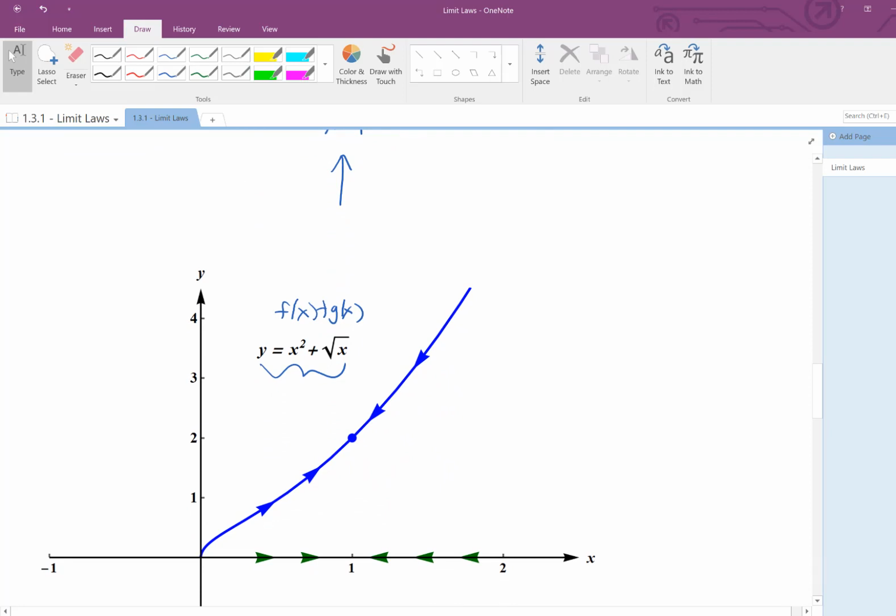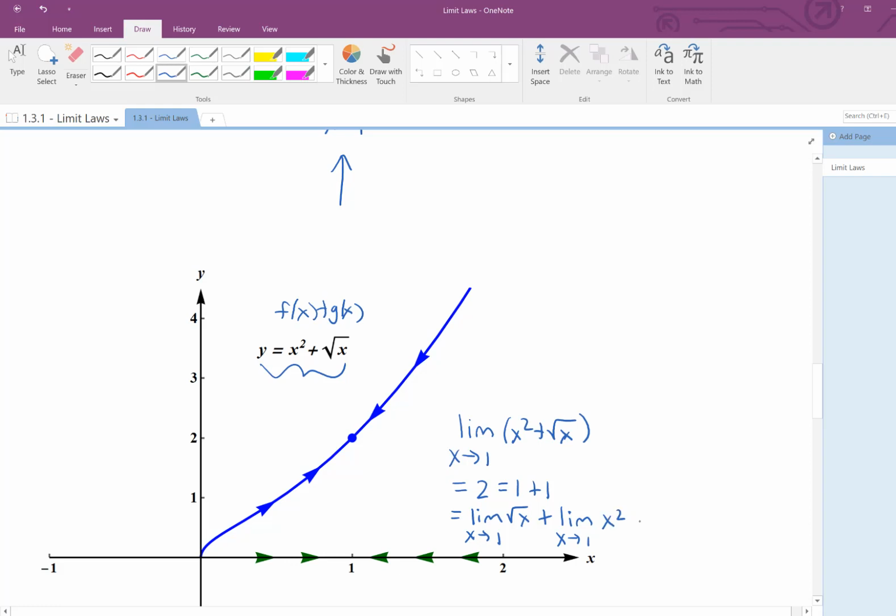Then, at least as we can see graphically, it sure seems that the limit as x goes to 1 of x squared plus square root x seems to be 2, based on the graph, right? And notice that, of course, that's 1 plus 1, but more importantly, that's the same as the limit as x goes to 1 of square root x plus the limit as x goes to 1 of x squared.